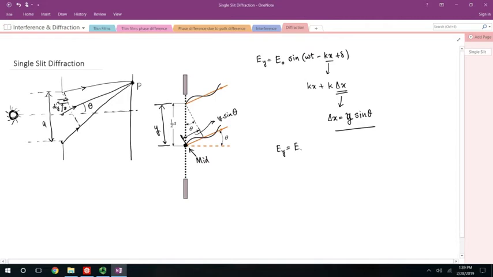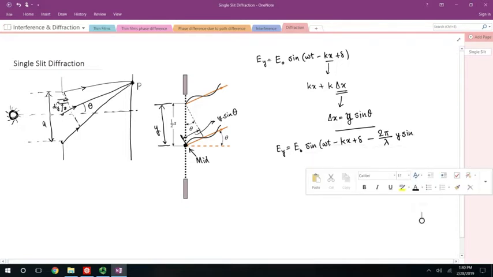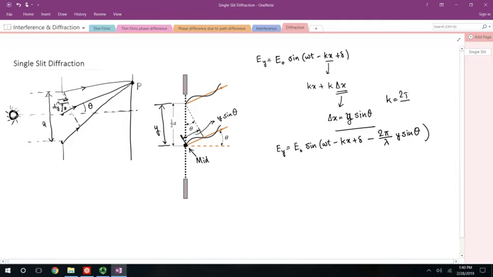Okay, so now if we plug all of that back in, we find that E_y becomes equal to E0 times sine of (omega t minus kx plus delta), and this will remain no matter what value of y we choose, but then we have a part that looks like negative 2 pi over lambda times y sine theta. What I just did here is an additional step where I put in k equal to 2 pi over lambda for this last bit. So we just plug that in over here.